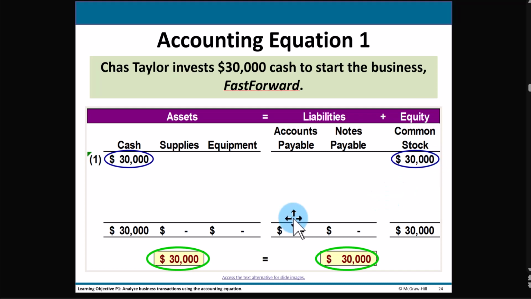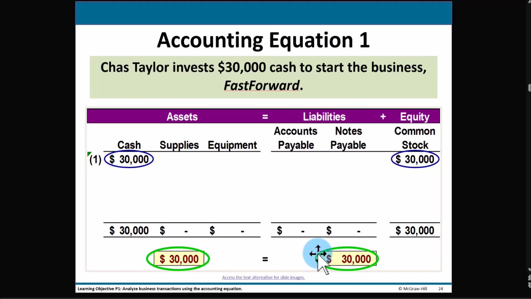So when we take grand totals here at the bottom, you can see on the left side, total assets, 30,000, have to equal liabilities plus equity of 30,000. If at any point it doesn't equal, that's an indication that something's recorded incorrectly.